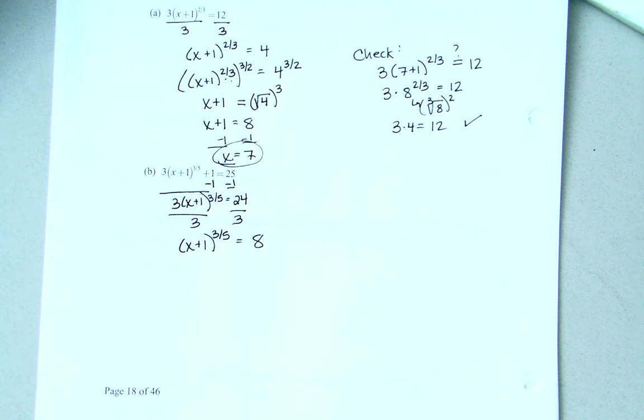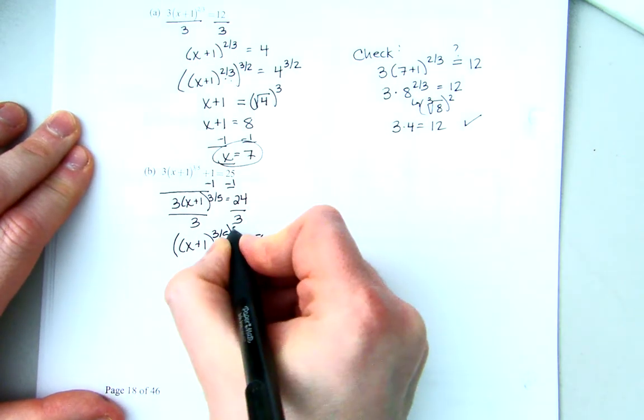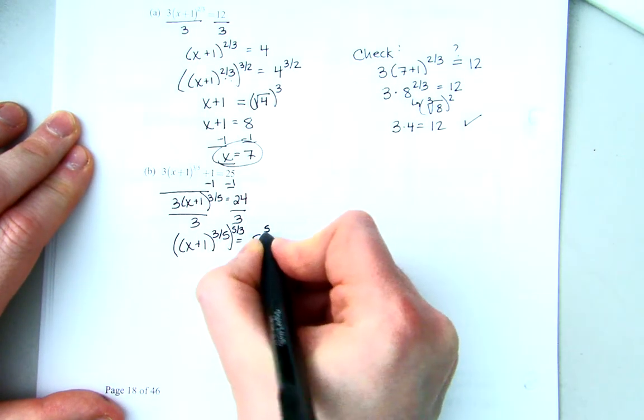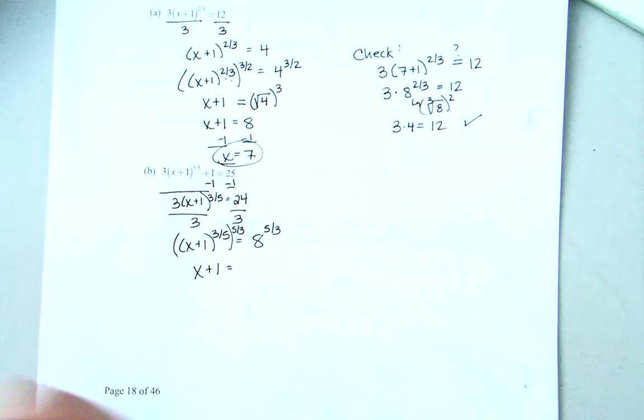Could you turn it into that? What's our next step? I have not solved anything yet. So do what, Ben? Raise both sides to the 5/3. So I'm going to raise the left to the 5/3, the right to 5/3. I'm going to get x plus 1 equals. Please stop throwing things.